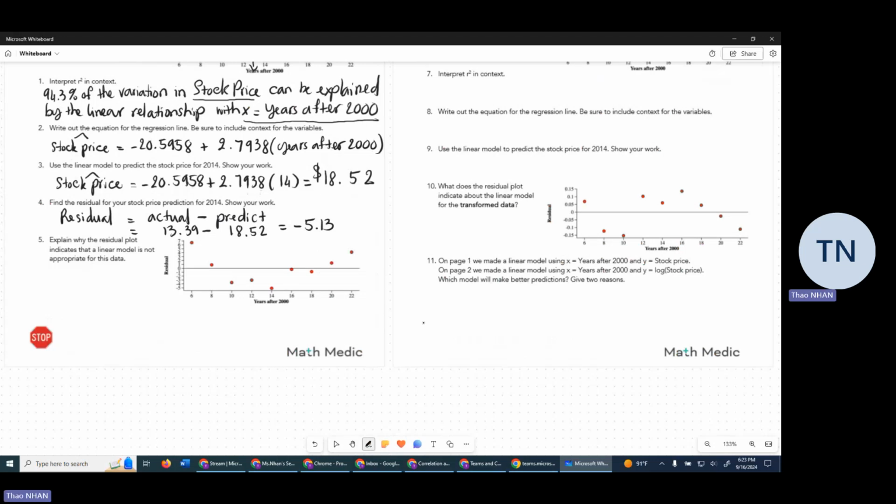So we can say that the residual plot has a clear curve pattern here.